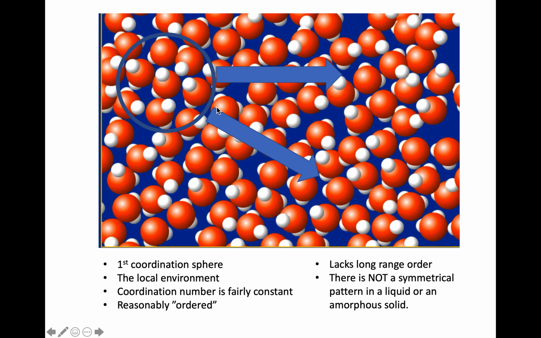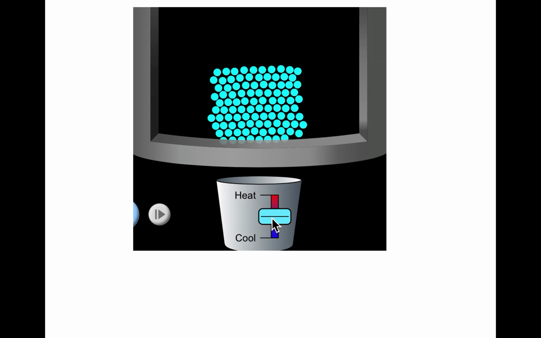But if I look further away, I don't see a pattern that continues. It lacks what would be called long-range order. There's not a symmetrical pattern in a liquid or an amorphous solid. So this was being shown for a liquid, but if you were to lock this in, this would be what you'd find in a glass too.